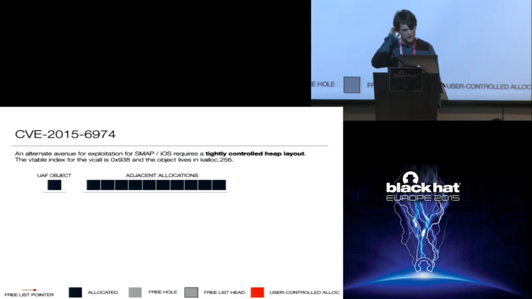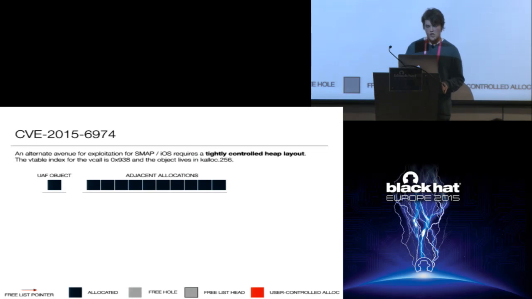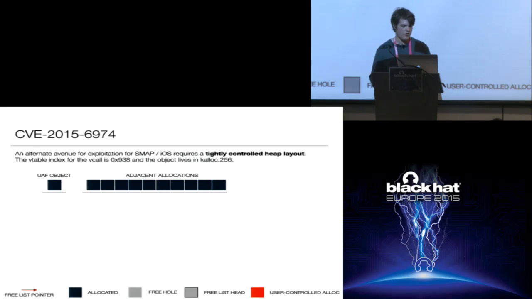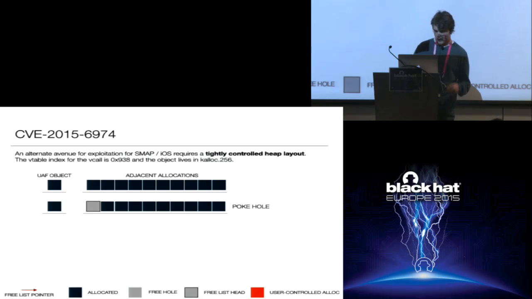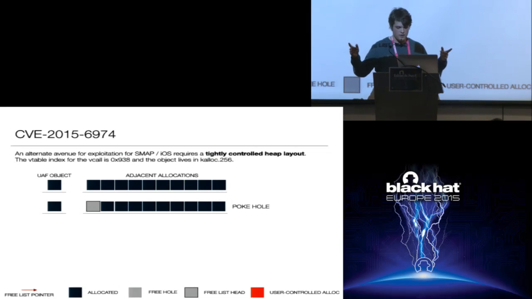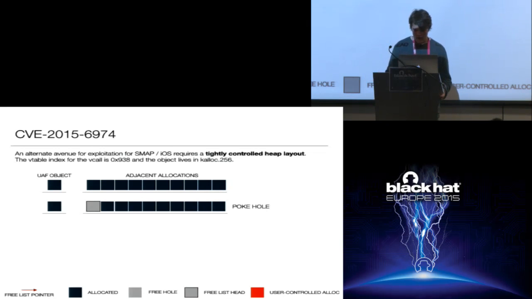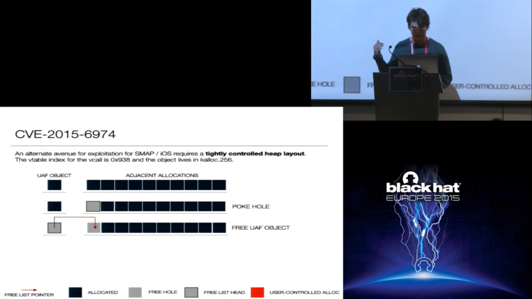And this requires a tightly controlled heap layout. Essentially, the trick is that the object which is freed resides in the kalloc 256 zone, and the vtable call index is at a very high number. So if you abuse the free list, you can do this, essentially. You poke a hole in the first allocation on a chunk of adjacent allocations you control, and then you free the use after freed object.